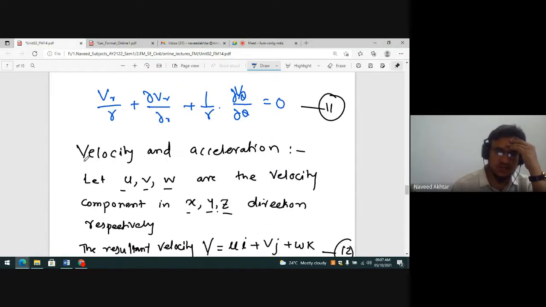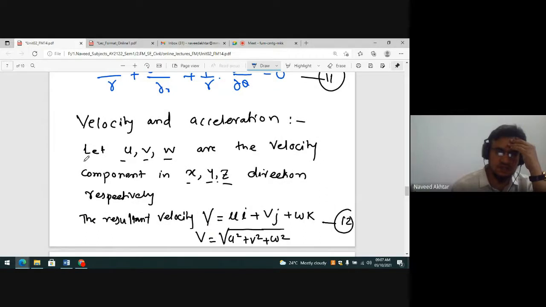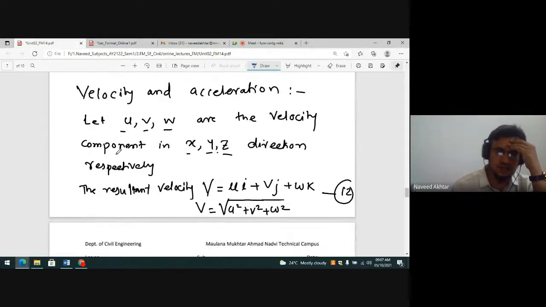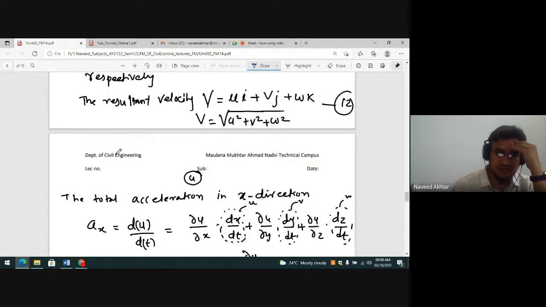Velocity and acceleration, then we have seen, consider the velocity components in x, y, and z direction, that is u, v, w. Then the resultant velocity is nothing but V is equal to ui plus vj plus wk. V is equal to the square root of u square plus v square plus w square for the resultant of the velocity components.